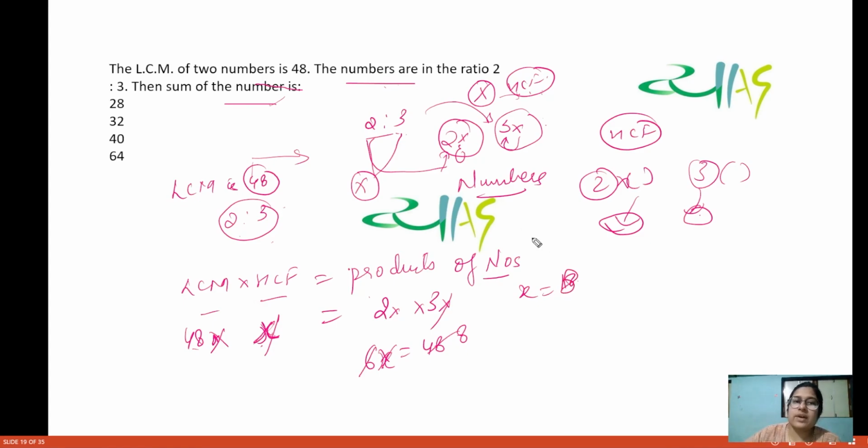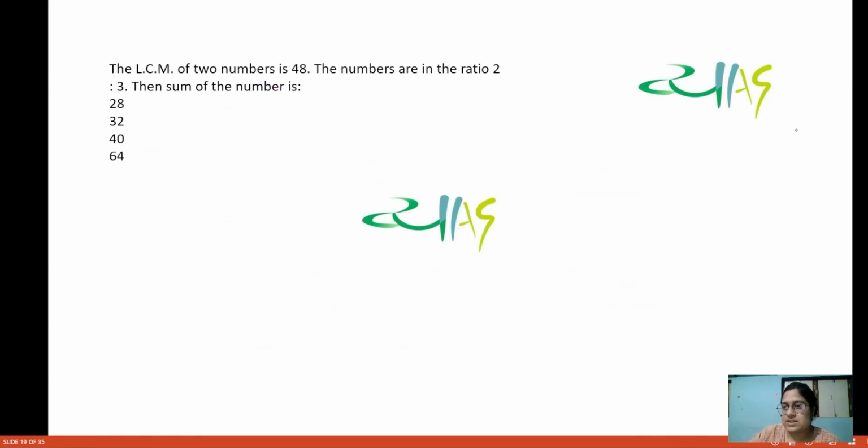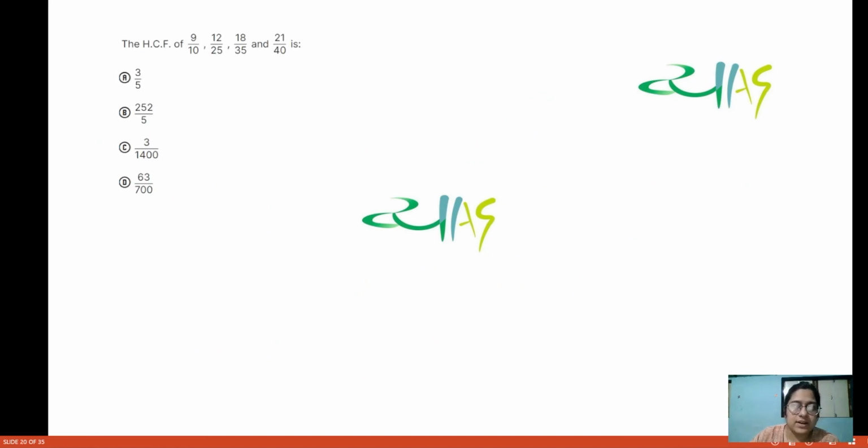If x is equal to 8, then one number is 16 and the other number is 24. You add these numbers, you get 40. So 40 is the answer. This is how you can do this question. This was on the simpler side, but still I needed to tell.